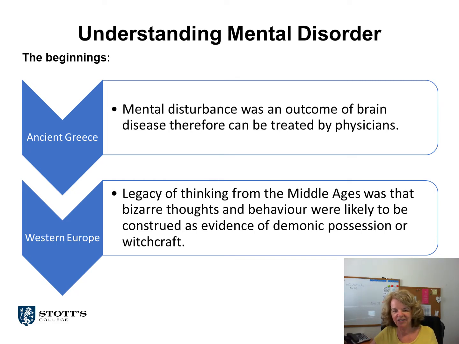So way back when in ancient Greece, they believed mental disturbances were an outcome of brain disease and therefore could be treated by physicians. And no disrespect here, but way back then in ancient Greece, they actually had a really good idea and they were very clear about that. But then we come across to Western Europe and further towards modern times, the legacy that was left from the Middle Ages was that anybody with mental health issues could be either possessed by the devil or dabbling in witchcraft. So in a way, you can say that the ancient Greeks were way ahead of Western European beliefs and thinking.